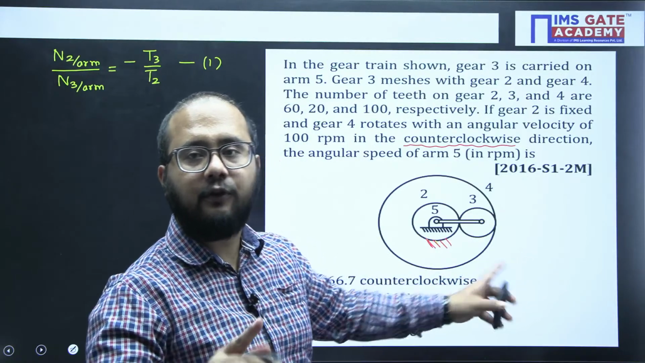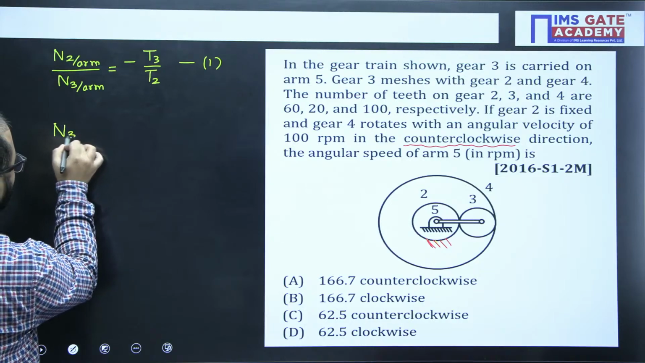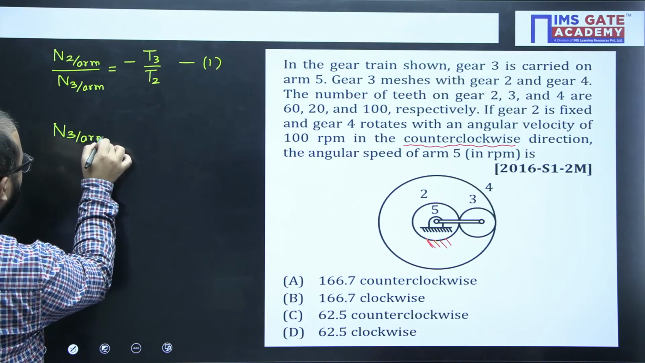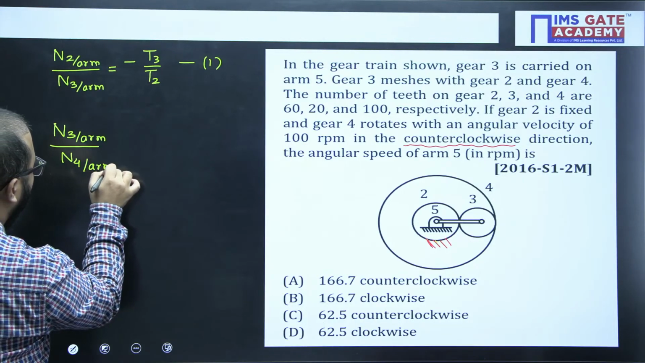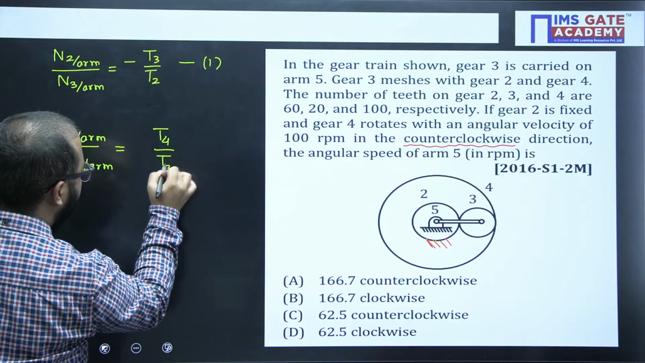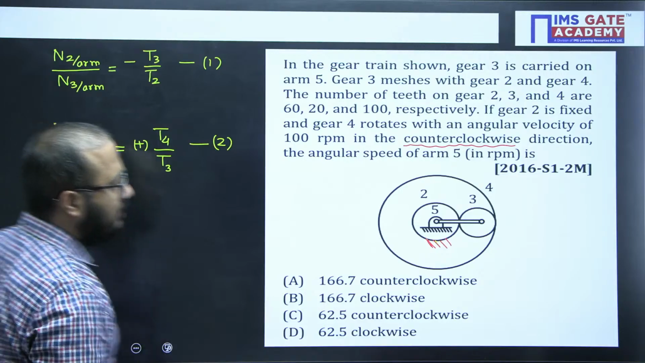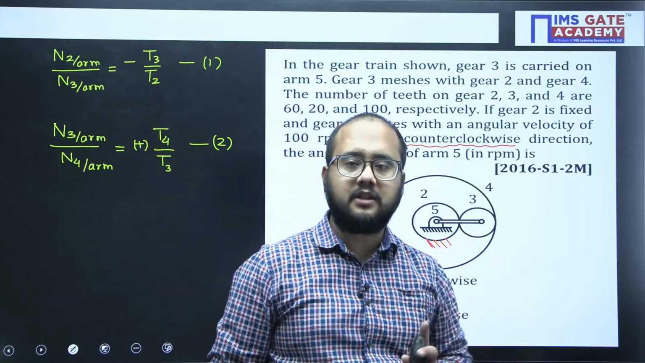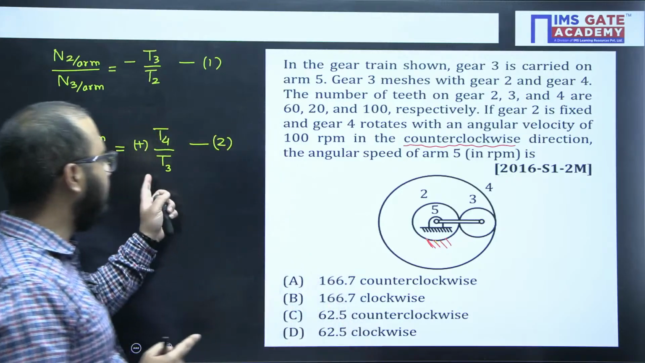Now, gear 3 and 4 are in meshing, right? Speed of 3 with respect to arm divided by 4 with respect to arm. Here it will be T4 by T3, but instead of negative, here positive sign will be coming. Reason, because 3 and 4 is having internal gear meshing. Sense of rotation will be same. That's why we have used the positive sign here.